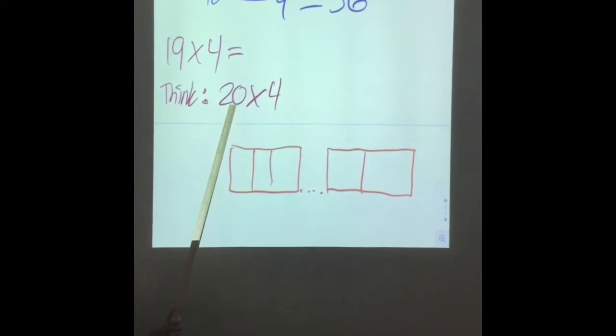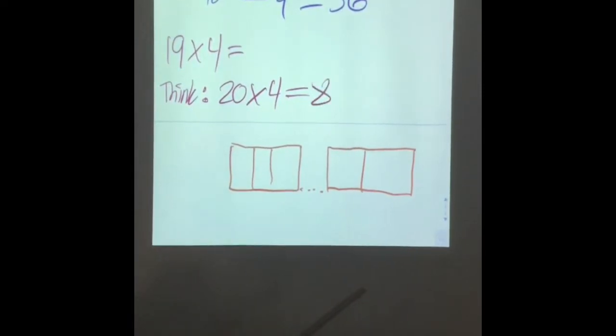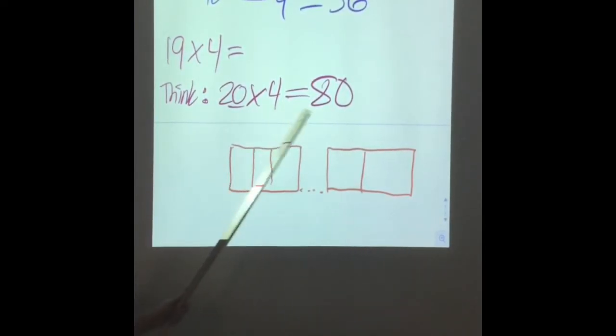Because 20 we can do in our head, right? Yes. Because we know right now that 2 times 4 is what? 8. And we have our 0, right? Yes. So we know that this is going to be 80, right? Yes. But we can't leave it at 80 because we're really looking for the 19 times 4. If I said, hey, do 19 times 4 in your head, you'd go, whoa, I can't do that. I get it. So let me show you.